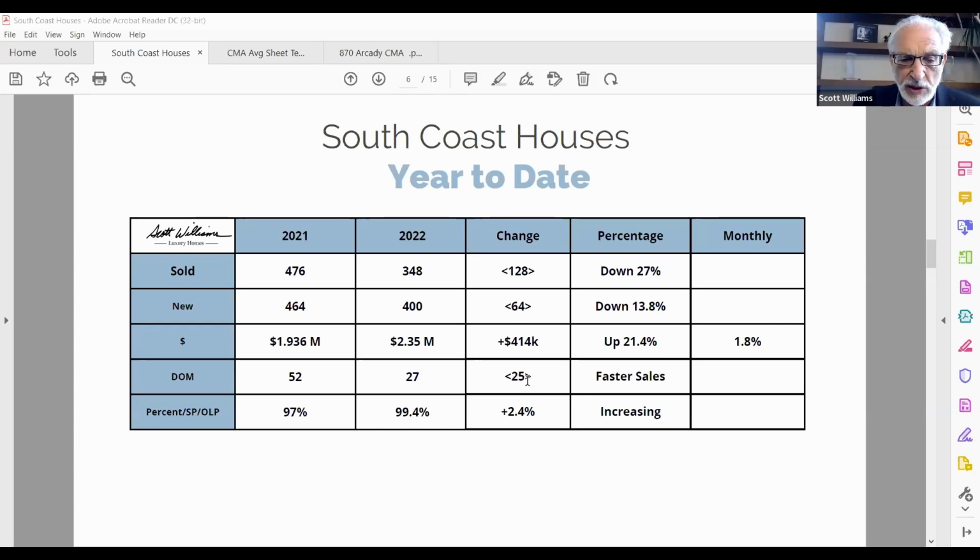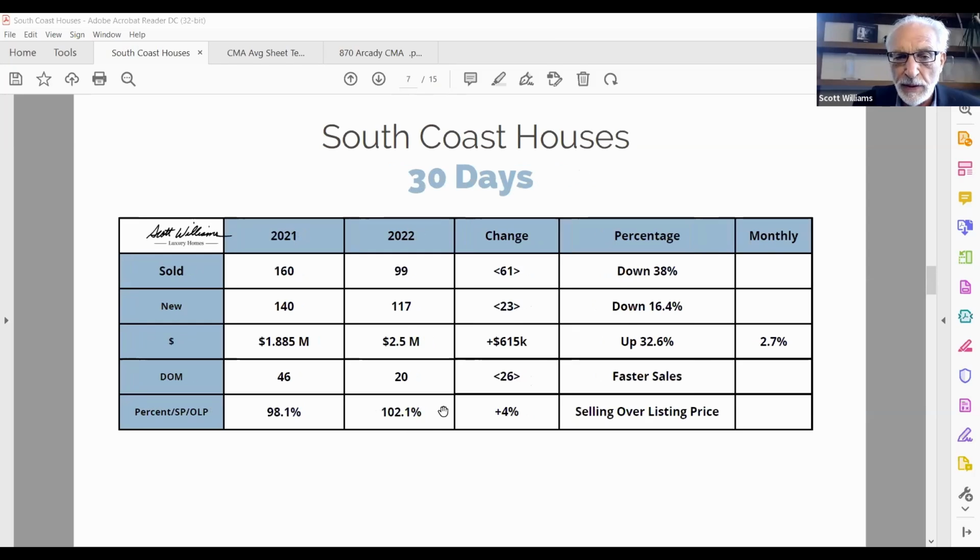Days on the market are down to 25, and the average list price to sales price is still hanging right over 99%. Now here it is, South Coast 30 days. This is the last month. This is starting to be a small sampling. You can see that it's only 99 houses. When we get to this small of a sample, it starts to be that we can't rely on the data quite so much. It can be thrown off by just a few sales.